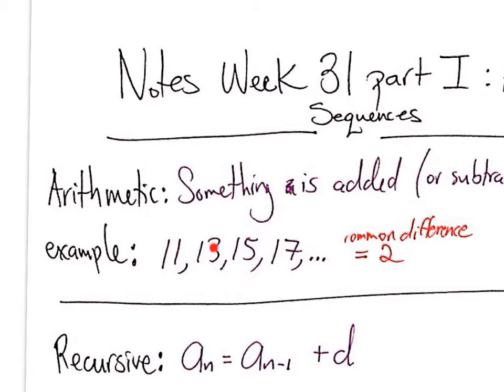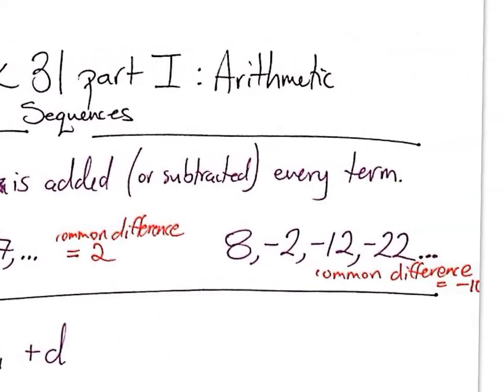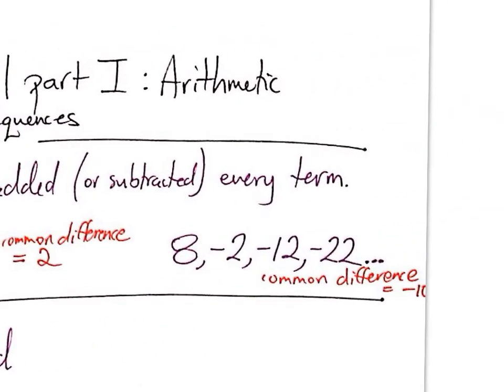That's the difference, and it's common to each successive term. We have another example over here: 8, negative 2, negative 12, negative 10. So you see that we subtract 10 every time. So we'd say that the common difference is negative 10.